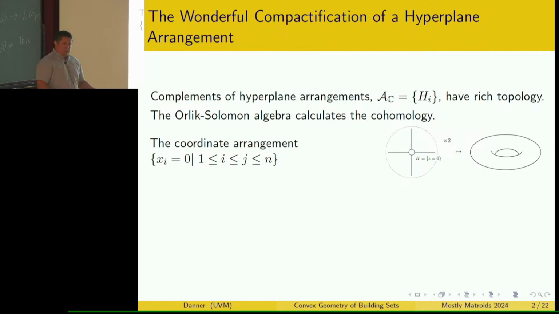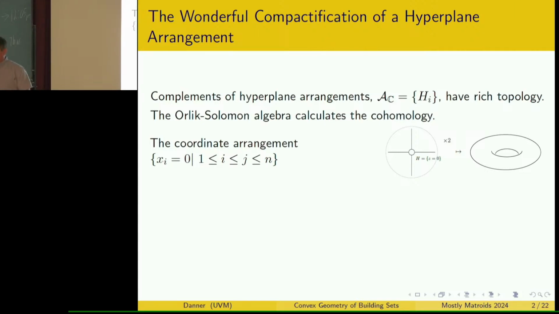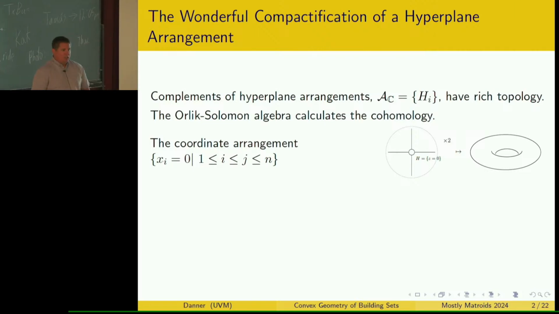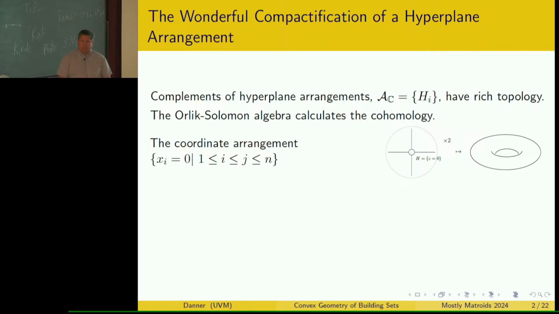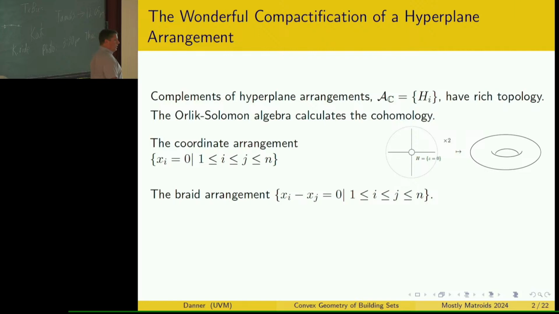I just drew a picture to show why the topology is much more interesting in the complex case. If you set, say, z equal to 0, if you were to do x equals 0 in the real case, for example, the fundamental group would be nearly trivial. But it's much more interesting if we have two copies in the complex case; we already have the torus. So it's called the coordinate arrangement. There's also the braid arrangement, which is where you set the coordinates equal to each other. It's also hyperplanes.